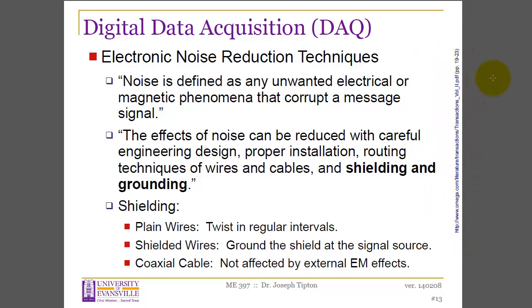You have as an assignment reading pages 19 through 23 of the Omega manual on analog data. That manual says that noise is defined as any unwanted electromagnetic phenomena that can corrupt a message signal. So if you're planning to send a steady voltage signal, maybe through a battery, for instance, as we saw in class with the LabVIEW, well, so that's time and this is voltage. You might be expecting a steady signal.